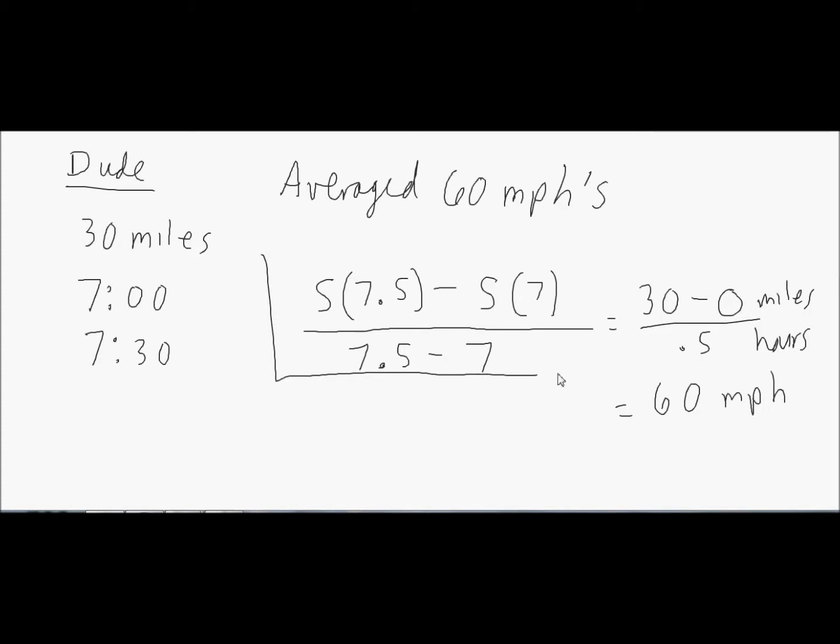But this formula gives the average velocity, average speed really. Velocity in this case, well, speed as well because it's positive. But here's what the mean value theorem says. We haven't mentioned the mean value theorem. I'm just rambling on about this dude.